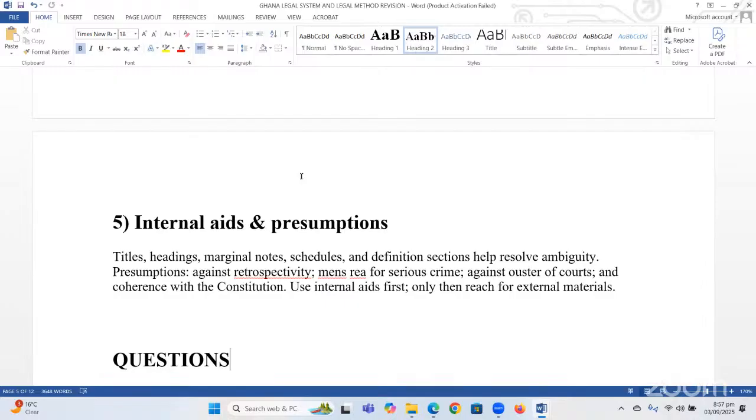And also the presumption of coherence with the Constitution. The court will also have to interpret the law with the presumption that it's supposed to be in harmony with the letter and spirit of the Constitution, as you know. So these are some of the few things we need to brush up our minds on.